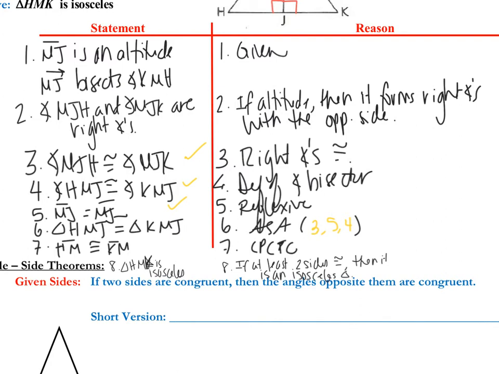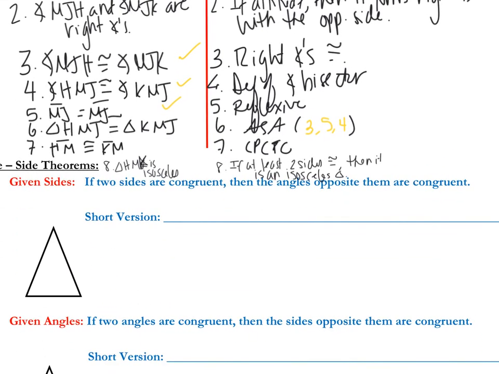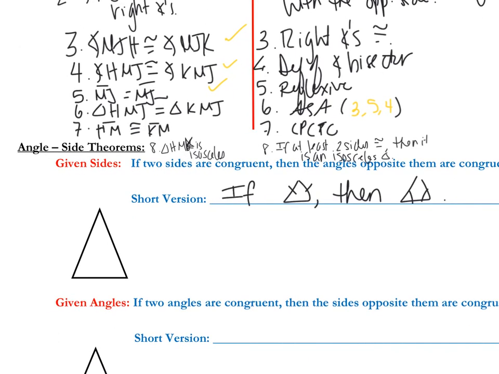All right, let's go on. That was a pretty long proof. The angle side theorems, basically if two sides are congruent, then the angles opposite them are congruent. And the shorthand version is that if two sides are congruent, then the angles opposite them are also congruent. Okay, so if two sides are congruent, then that means the angles opposite them are also congruent.